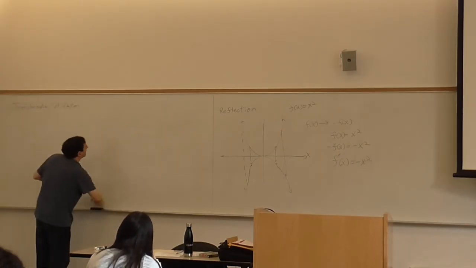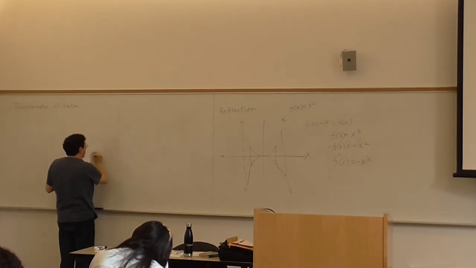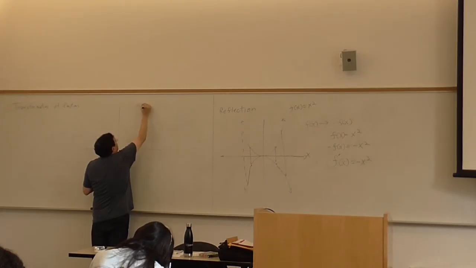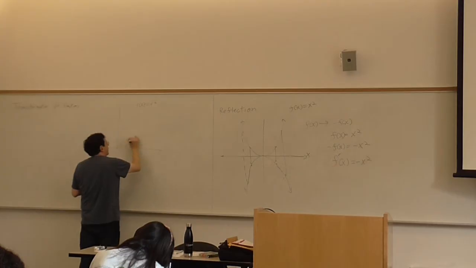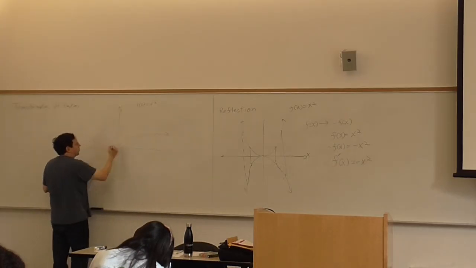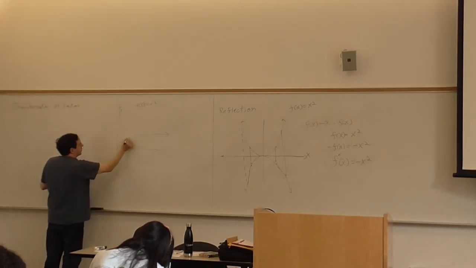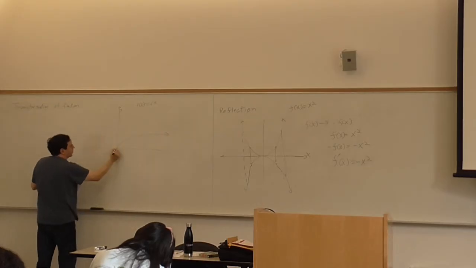So how would we do that? Well, let's take our function f of x equals square root of x, and I want to reflect it across the y-axis. So again, each point here is going to have a corresponding point over to the left.